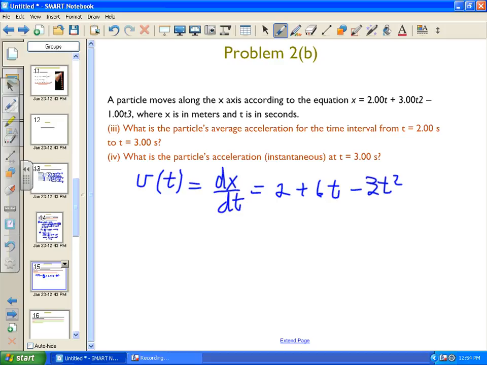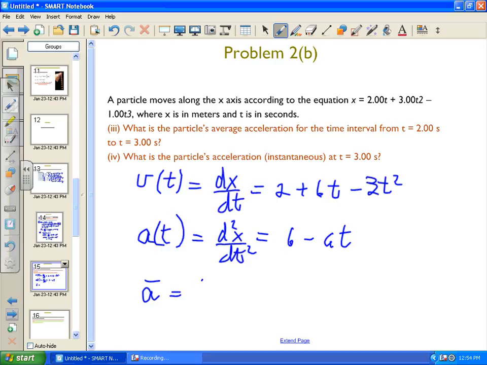But then to get the instantaneous acceleration, let's go ahead and take a second derivative of the position function, giving us 6 minus 6t. Now, to get the average acceleration, using the definition for average acceleration, we take the change in the velocity of the particle over the time period that is stated. Well, that means we have to determine v at t = 3 seconds, subtract v at t = 2 seconds, and then divide by 3 seconds minus 2 seconds, which is 1 second.